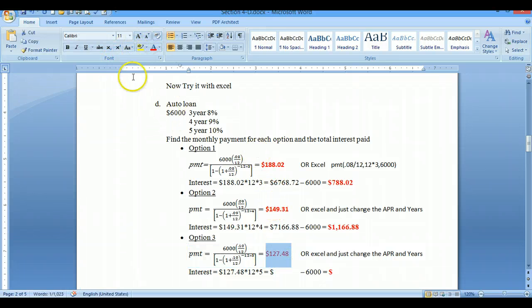$127. So our payment went down even more. And I'm going to highlight in some fashion for that to be the answer. $149 down to $127. So the monthly payment has gone down significantly from almost $190 to just over $127. But let's find out how much we pay in interest. So we have $127.48 times 12 times 5 years.